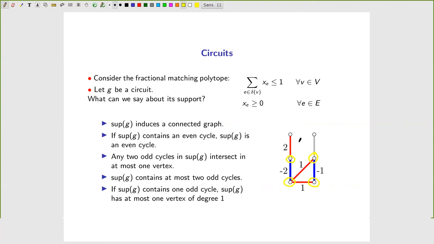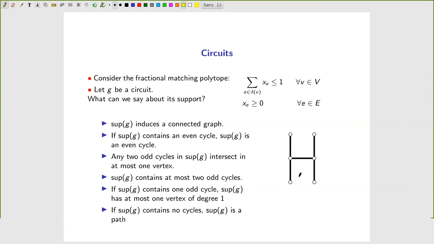And so you can try to have this kind of intuition of circuits by playing a little bit with examples, like the fractional matching polytope, that it's kind of easy to understand because it has this graphical interpretation of your variables. And so now putting things together, there's just one last thing that we are missing. If the support of g is acyclic, then it has to be a path. And now again, this should be easy to see.